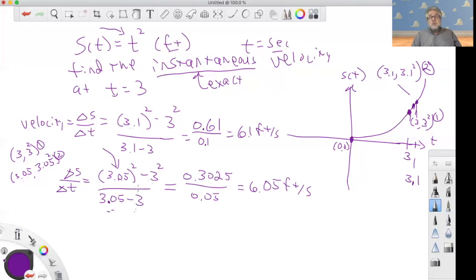I want to use one point. I don't want to use two points that are separated. I want those two points to be right on top of each other and find the slope with those two points. And we can do that with a limit. Limit as t approaches 3.